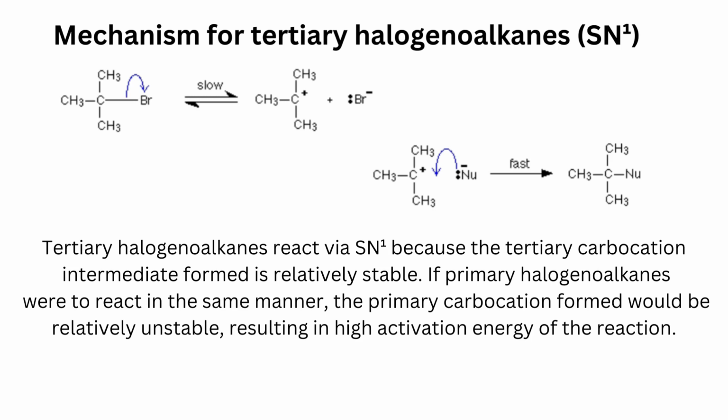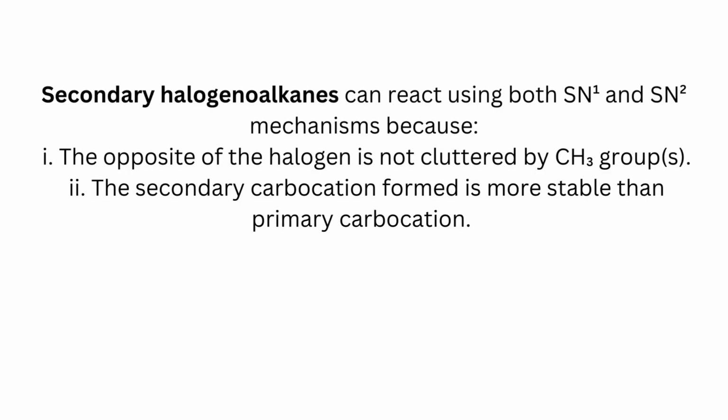Tertiary halogenoalkanes react via SN1 because the tertiary carbocation intermediate formed is relatively stable. If primary halogenoalkanes were to react in the same manner, the primary carbocation formed would be relatively unstable, resulting in high activation energy for the reaction. Secondary halogenoalkanes can react using both SN1 and SN2 mechanisms because the opposite side of the halogen is not cluttered by CH3 groups. The secondary carbocation formed is more stable than a primary carbocation.